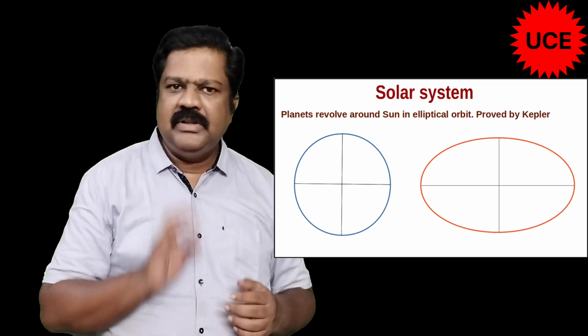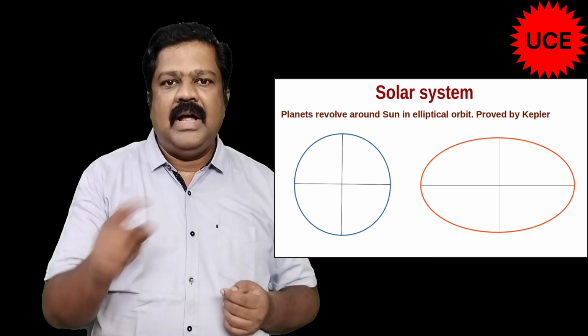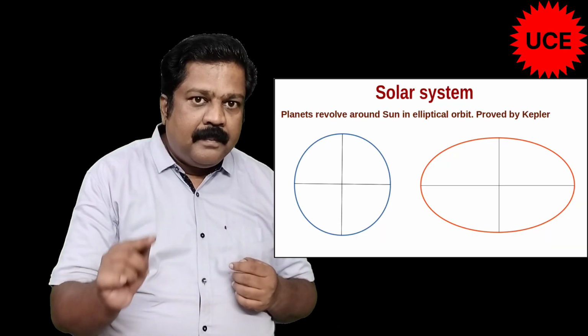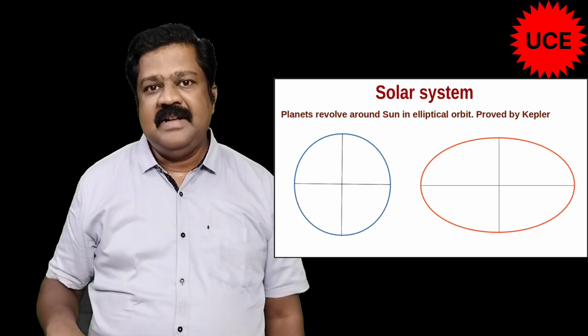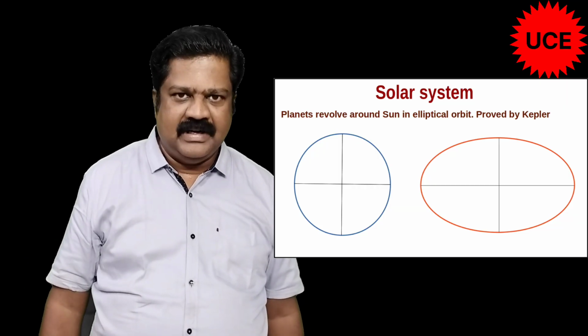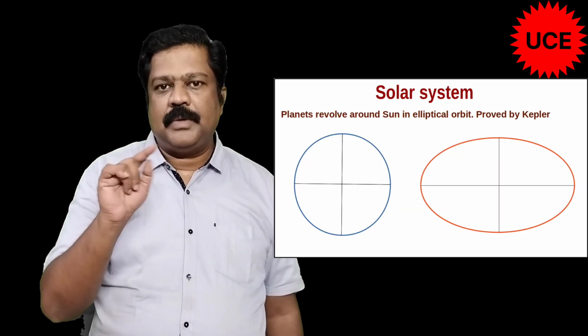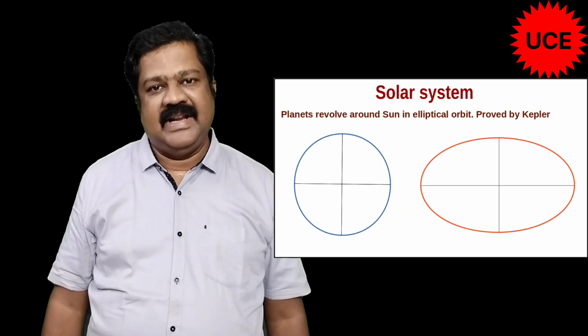But right now this is sufficient. You should understand the difference between a circle and an ellipse. In a circle, whatever object is on the circumference is equidistant from the center. So whenever you are on the circumference of a circle, whatever objects are there, they are equidistant from the center.